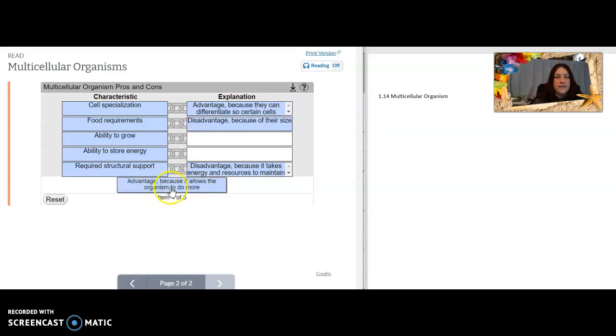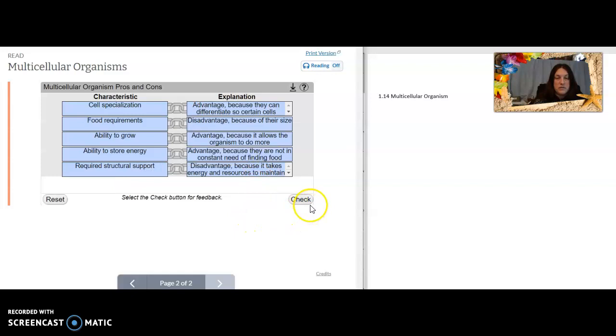Which one of these is an advantage because it allows the organism to do more? Is it an advantage because it's the ability to grow or the ability to store energy? Again, hit pause. Which one would you put it in? And ability to store energy. Let's see if this makes sense. It's an advantage because they are not in constant need of finding food.